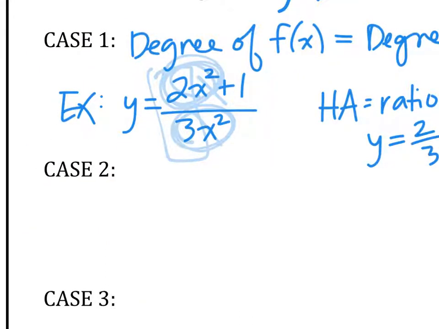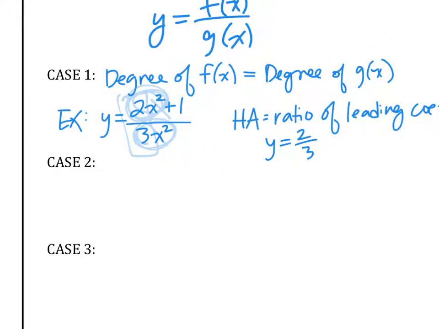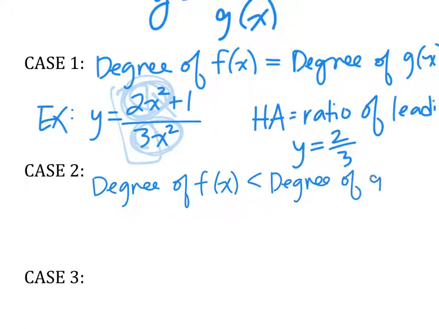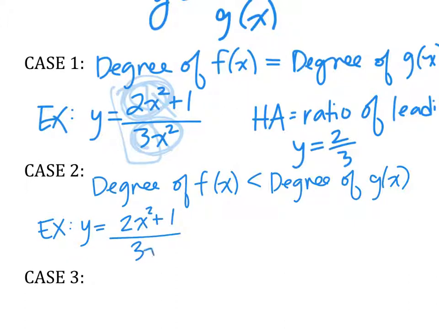So this is the idea of horizontal asymptote. When x is super large, which one matters? Case number 2: when the degree of f of x is less than the degree of g of x. For example, I'm going to give you the same function, y equals 2x squared plus 1, except in the denominator, I'm going to go 3x cubed instead of squared.